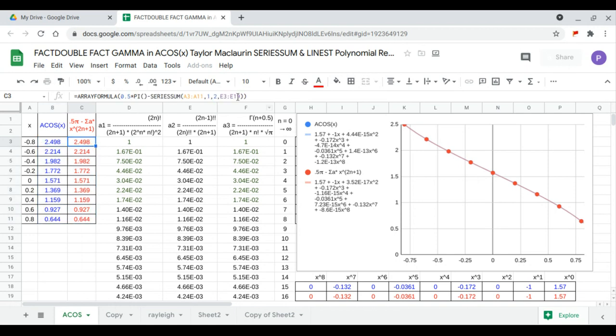Suppose I use the gamma. This is the gamma. Then enter. Again, the data sets remain the same. The lines are still the same. Polynomials are still the same. And the regression coefficients, they're still the same. This completes the use of factorial, double factorial, and gamma as expansion coefficients of the Taylor-Maclaurin series sum expansion of arc cosine x.